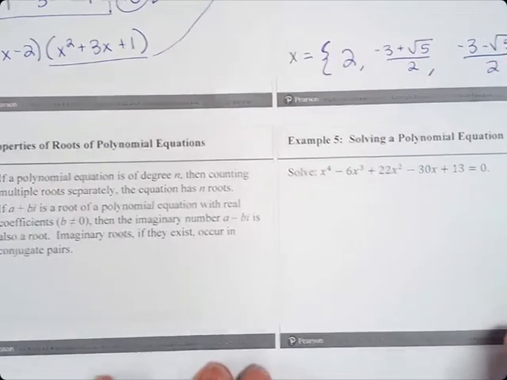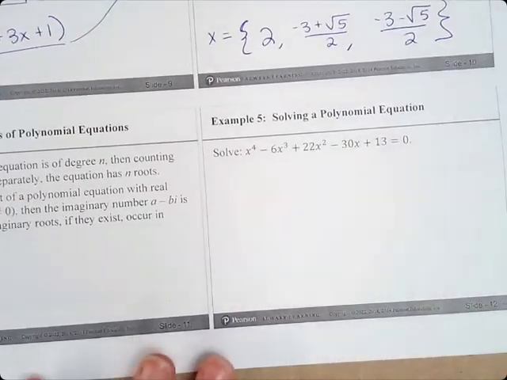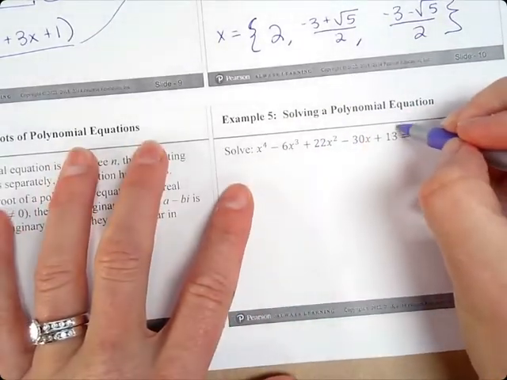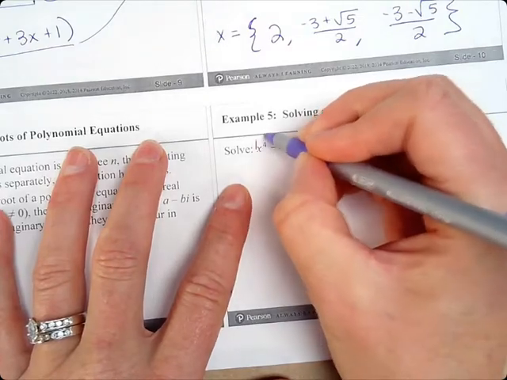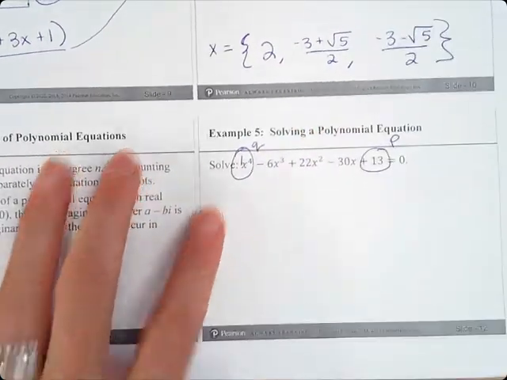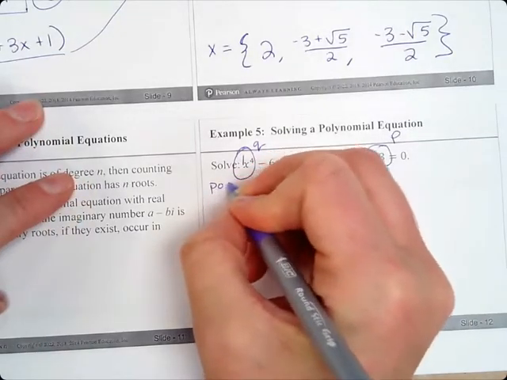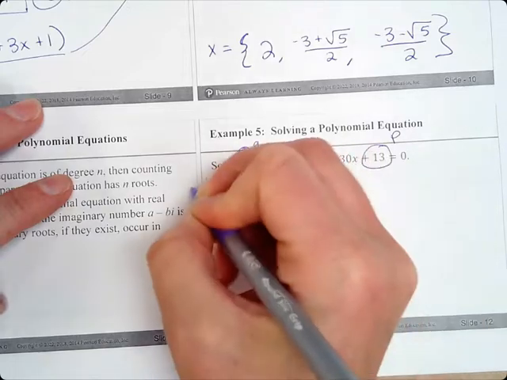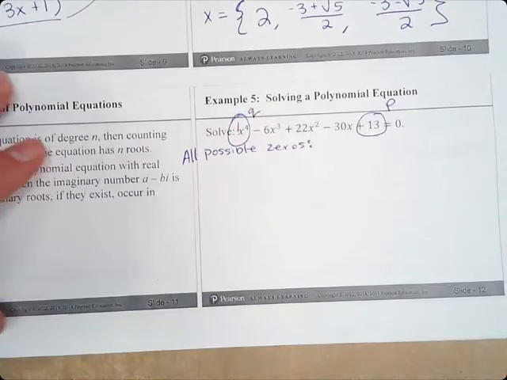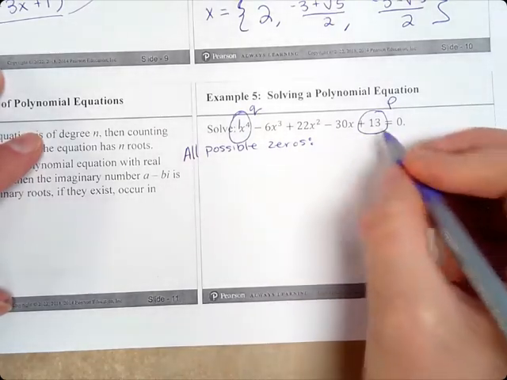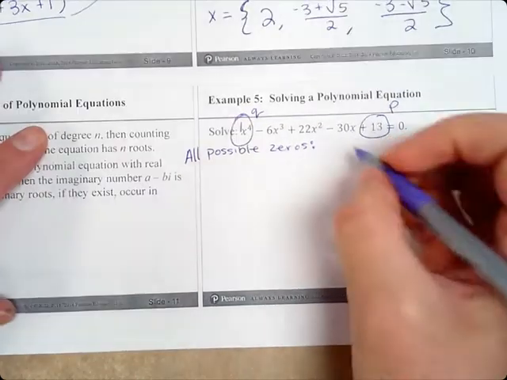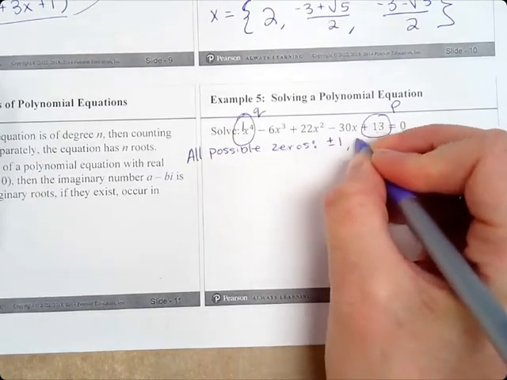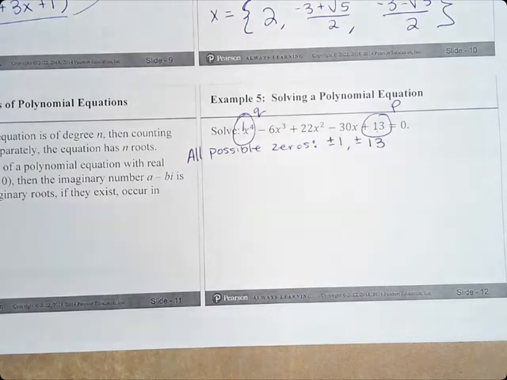Let's solve the next one, example 5. So we're going to follow the same procedure. So we're going to look at P, we're going to look at Q. So we need to know what all the possible zeros are. So it's P over Q. So we only have 13. 13's prime. So our only possible zeros are positive and negative 1 and positive and negative 13.